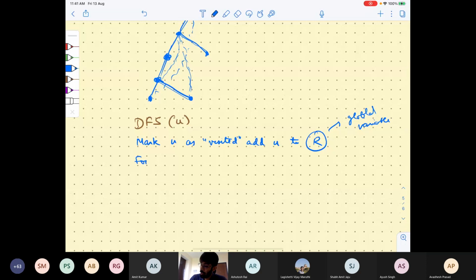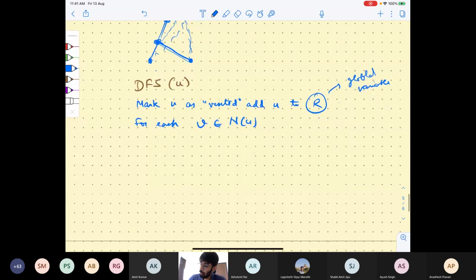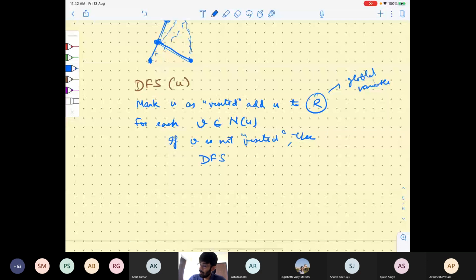And for each V in neighborhood of U, what do you do? If V is not visited, then you do a DFS(V). Okay. Then you end if, then you end for. So this is the algorithm.